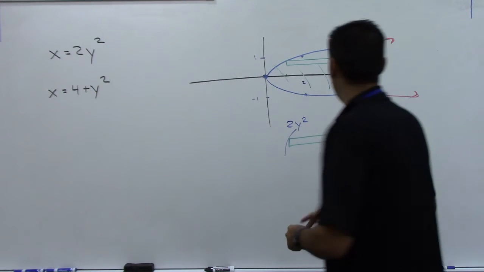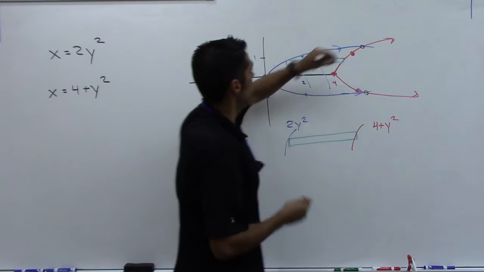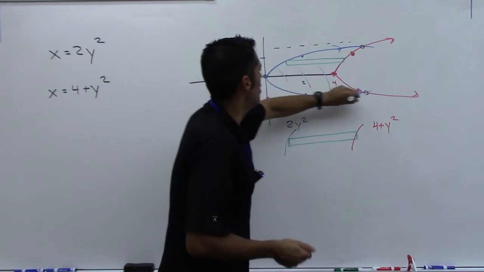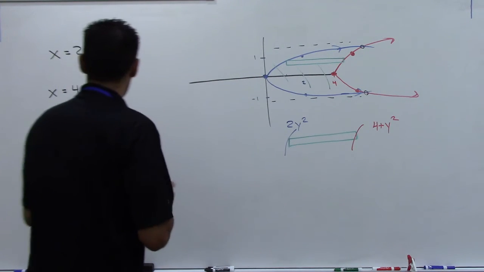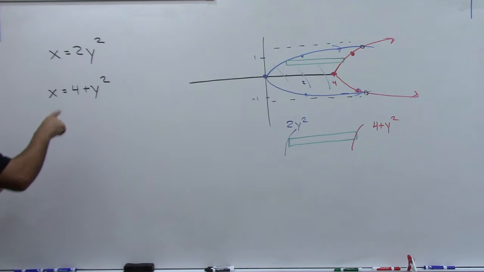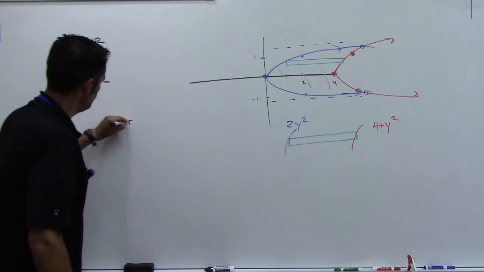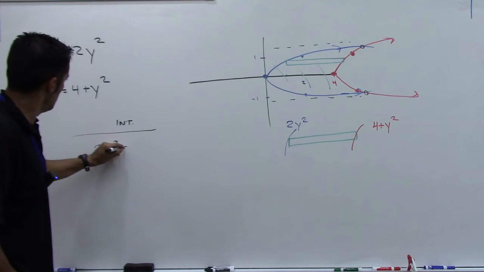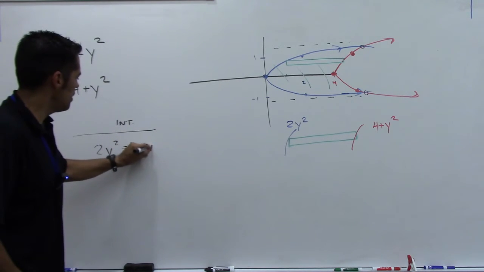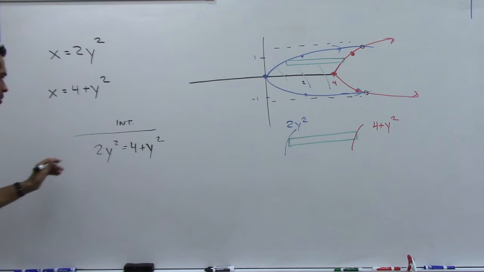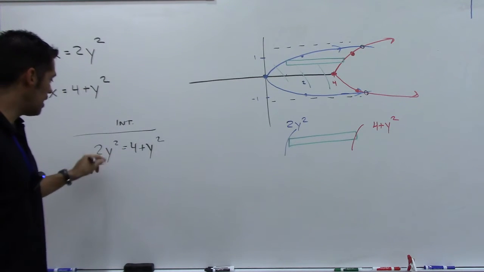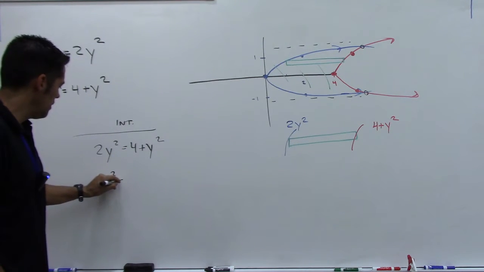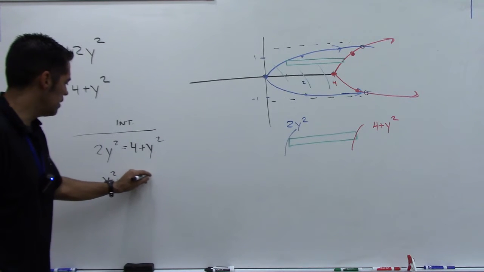I just need my limits of integration. So I need to figure out where these y values are that they hit each other. To do that, I have to set these two equal to each other. So for the intersections, I set 2y squared equal to 4 plus y squared. I'll move everything to one side. If I subtract y squared, I get y squared minus 4 equals 0.